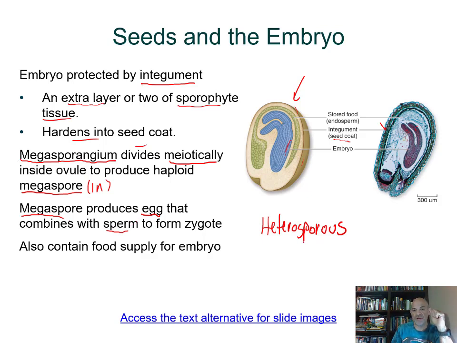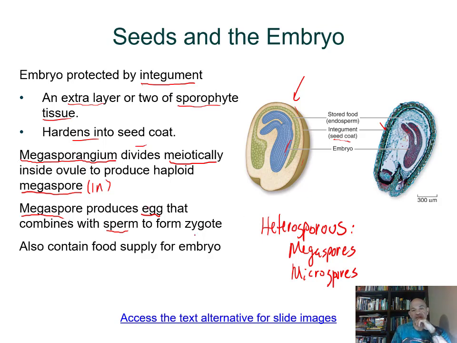So there are going to be two kinds of spores: megaspores, which produce the egg. Now, a good way to remember that is most of us can relate to the idea that eggs generally are larger sex cells than sperm. Sperm tend to be smaller overall. So megaspore is where the egg is going to be produced, and then a microspore would be where your sperm would be produced.